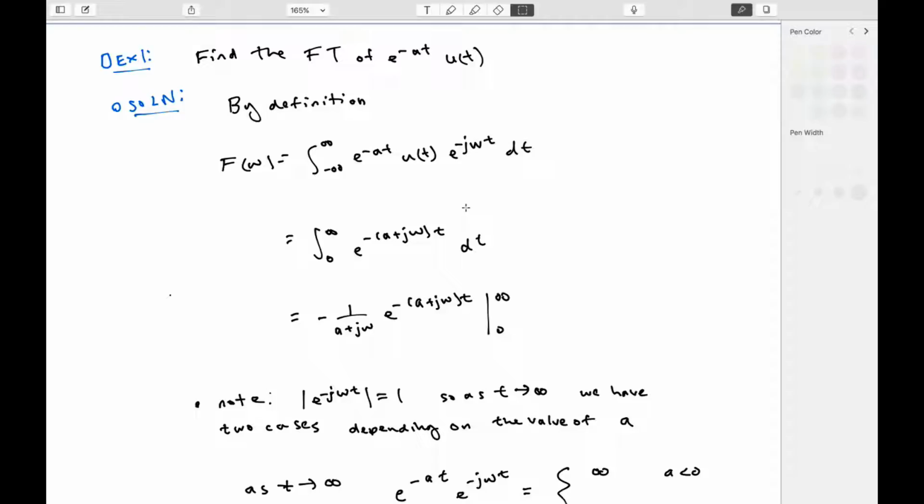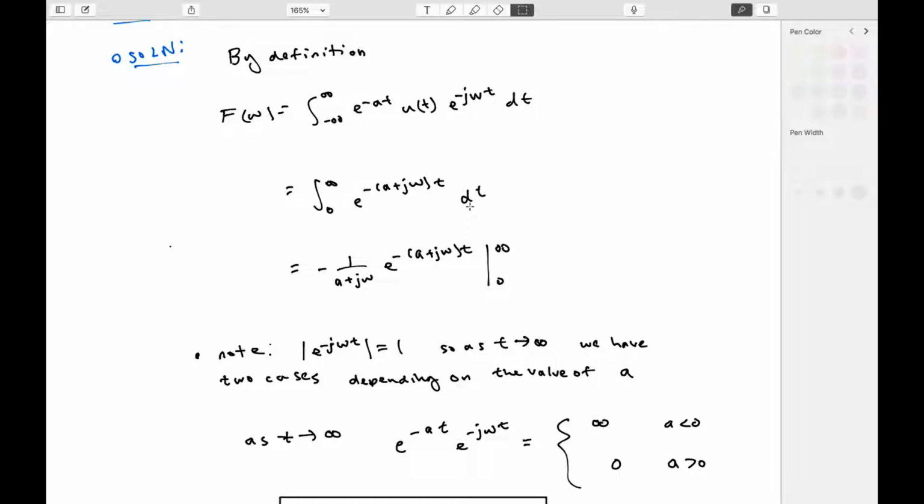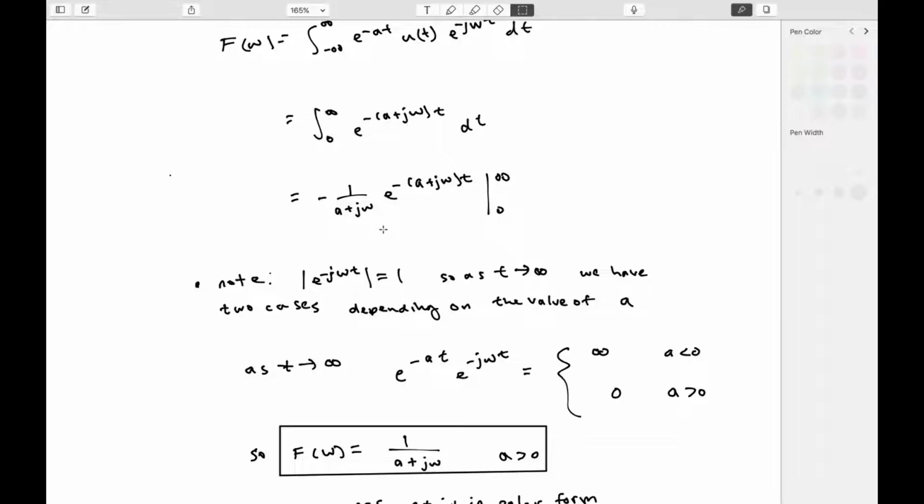What I can do is realize that u of t is equal to 1 as long as t is bigger than 0. So I can change my bottom limit of integration to 0, leave my upper limit the same, and then I can combine e to the minus at and e to the minus j omega t together and integrate with respect to t. Now, when I perform this integral, I should get negative 1 over a plus j omega, times e to the minus a plus j omega, all in one quantity, times t, evaluated between 0 and infinity.